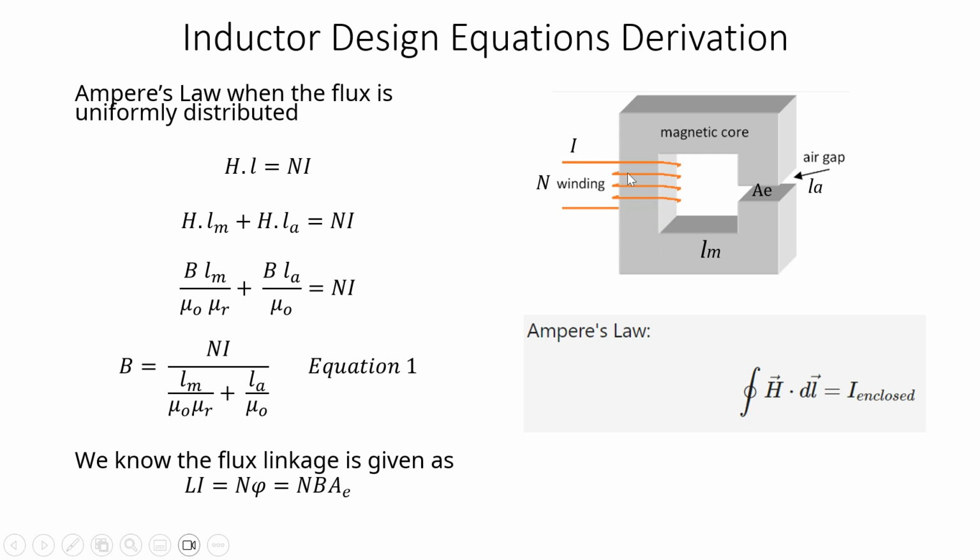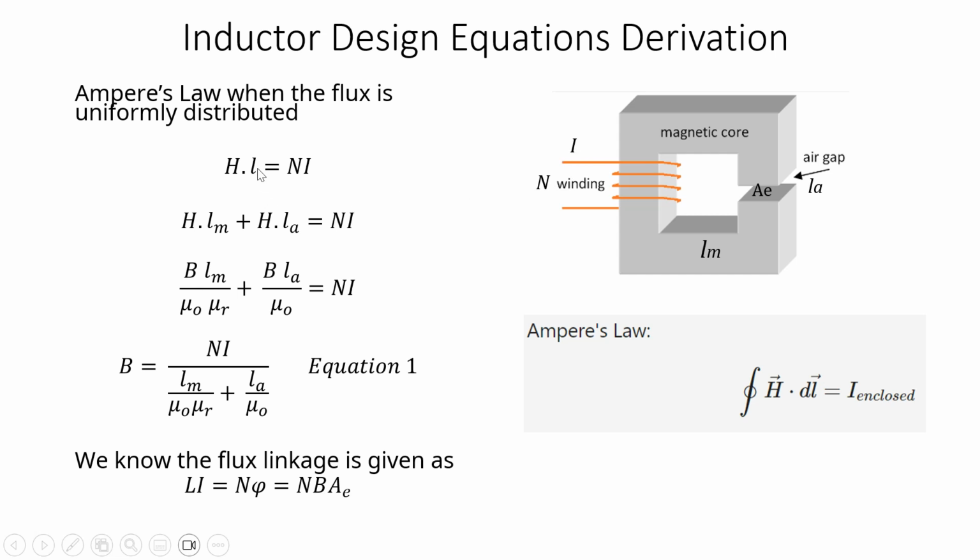And if the flux is uniformly distributed in this core, then we can just multiply the magnetizing intensity with the length of the flux path, and this will be equal to the current enclosed by this path. In this case, the total current enclosed is the number of windings multiplied by the current.